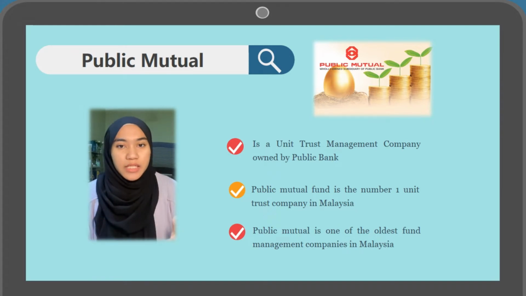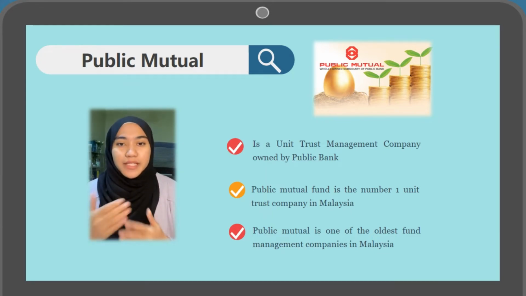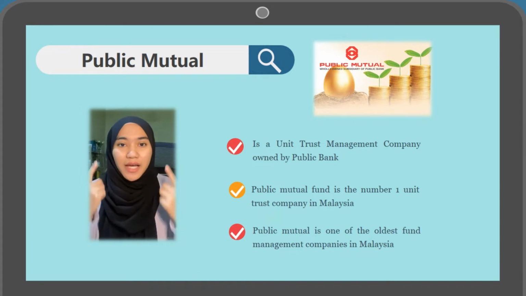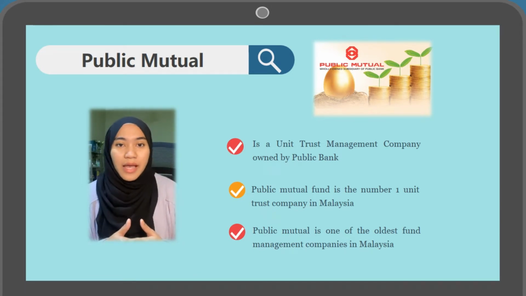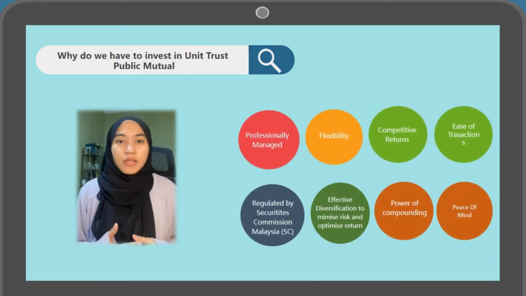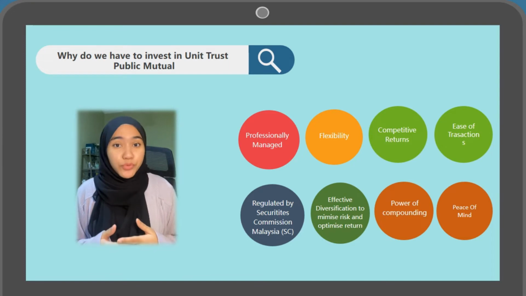Public Mutual is certainly one of the most established private unit trust companies in the market today. In Malaysia, in fact, when you mention unit trust, many people will straight away think about Public Mutual. As a unit trust investor, we choose Public Mutual to get the best out of the investment. Next, we go to why we should invest in Public Mutual.